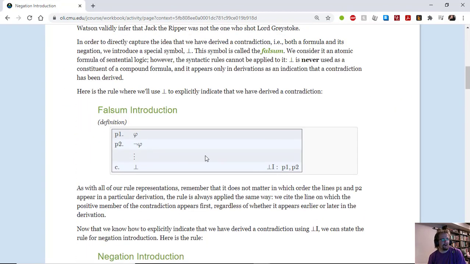Here we see the idea of a Falsum introduction. If we have some sort of an x, and then we also have its negation, we end up with a falsum.